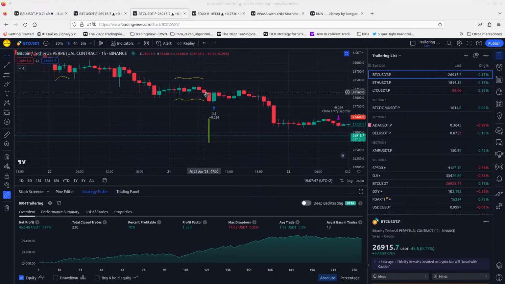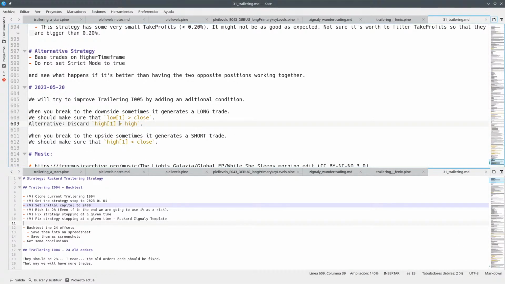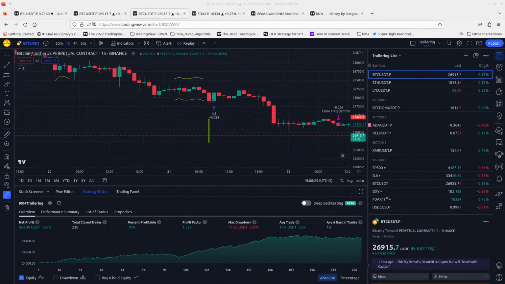So the alternative is: discard a high from 2 candles ago. No, high from 1 candle ago. It's higher than the current high. I think that's what I want to do. So this is it. So if the high from the previous candle is higher than the high, then we discard it.